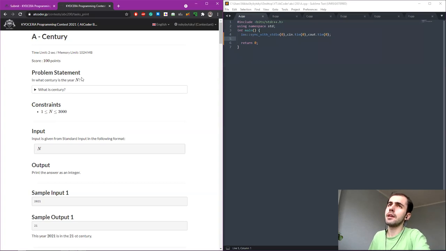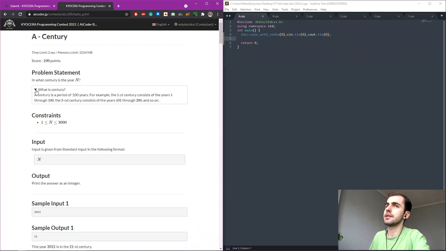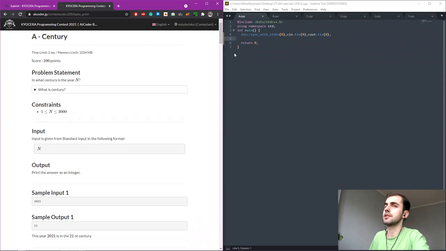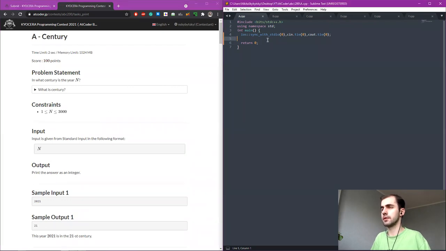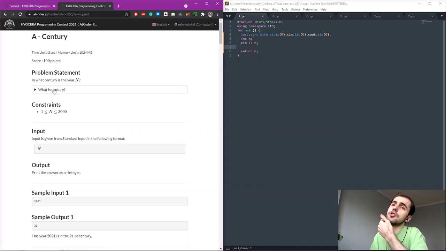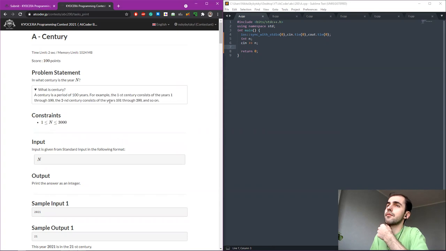So problem A, in what century is year M? That is actually interesting, what is this century? But if it's from 1 to 3,000, I believe there's nothing strange that can happen. And actually, what is a century is interesting. So year 100 is in the first century.